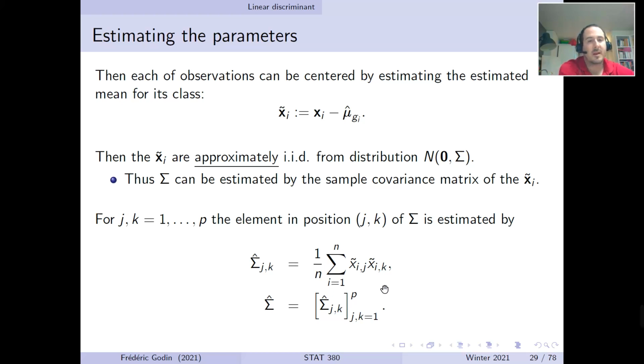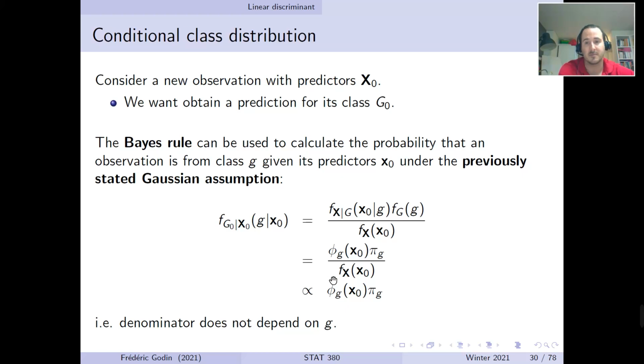Then the matrix sigma hat is simply the matrix which contains all such elements. So this gives a way to obtain estimates of the pi's, the unconditional probabilities of being in each class, mu g, the mean vector for each class g, and sigma hat, the covariance matrix driving the generation of observations in all classes.